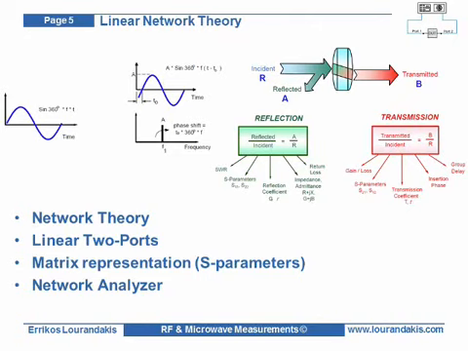Linear networks are described in terms of reflection and transmission parameters. Reflection parameters are calculated from the ratio of reflected to incident power. Transmission parameters are calculated from the ratio of transmitted to incident power, respectively. These network parameters can be measured with a network analyzer in the form of S-parameters.